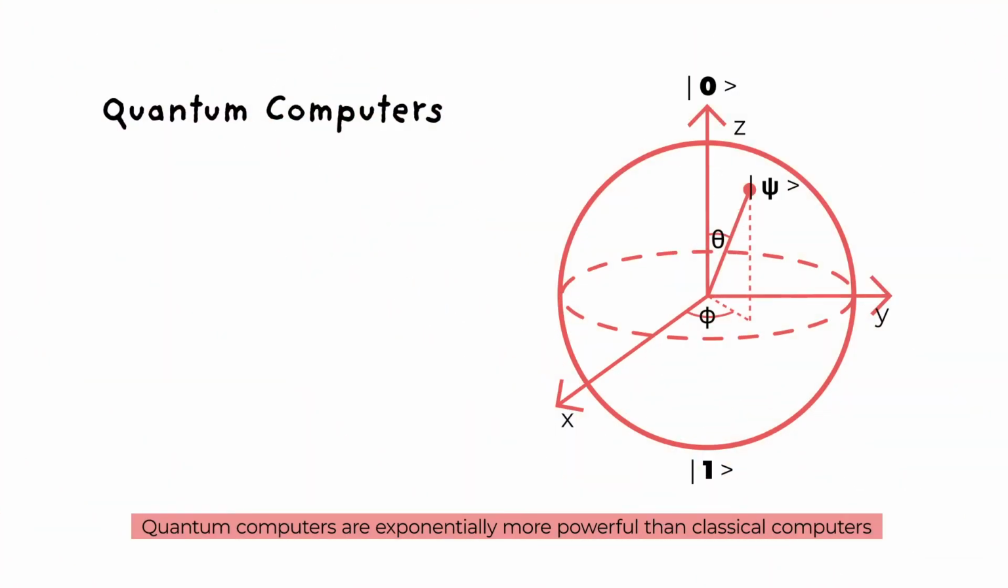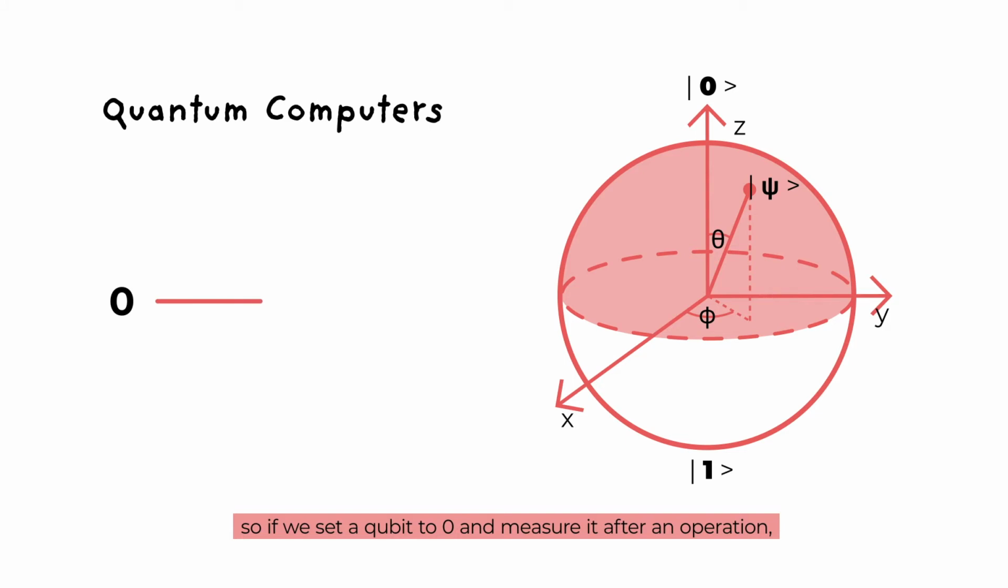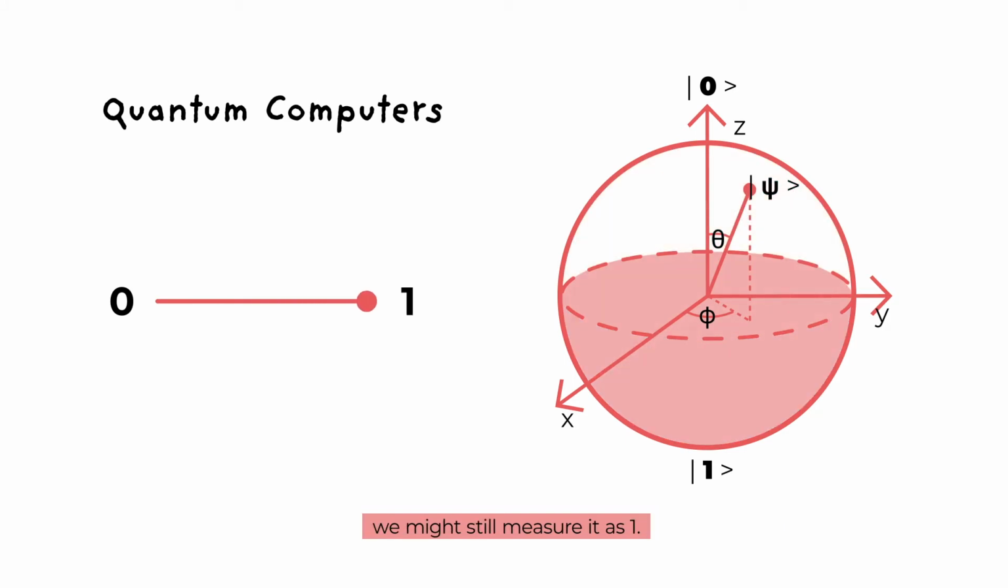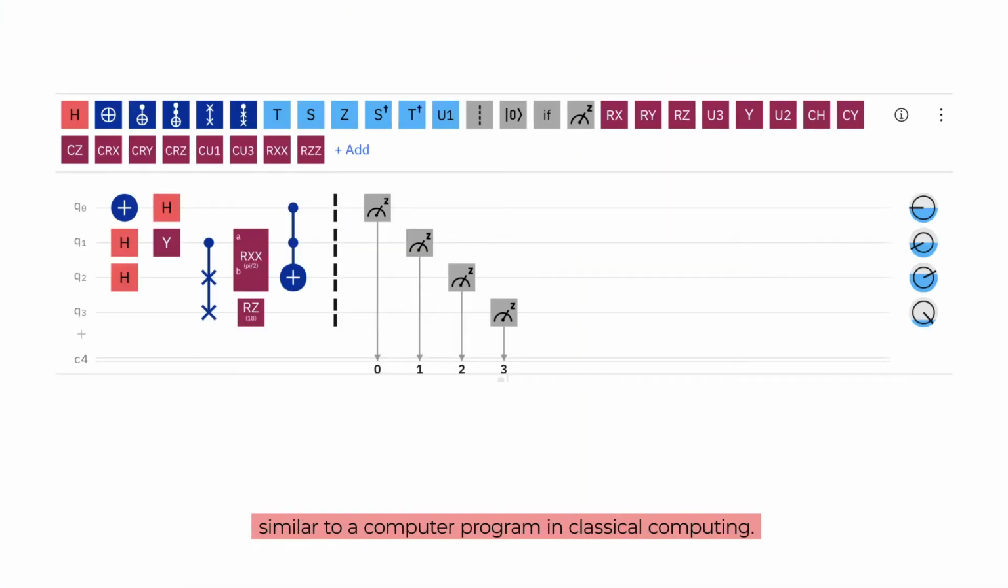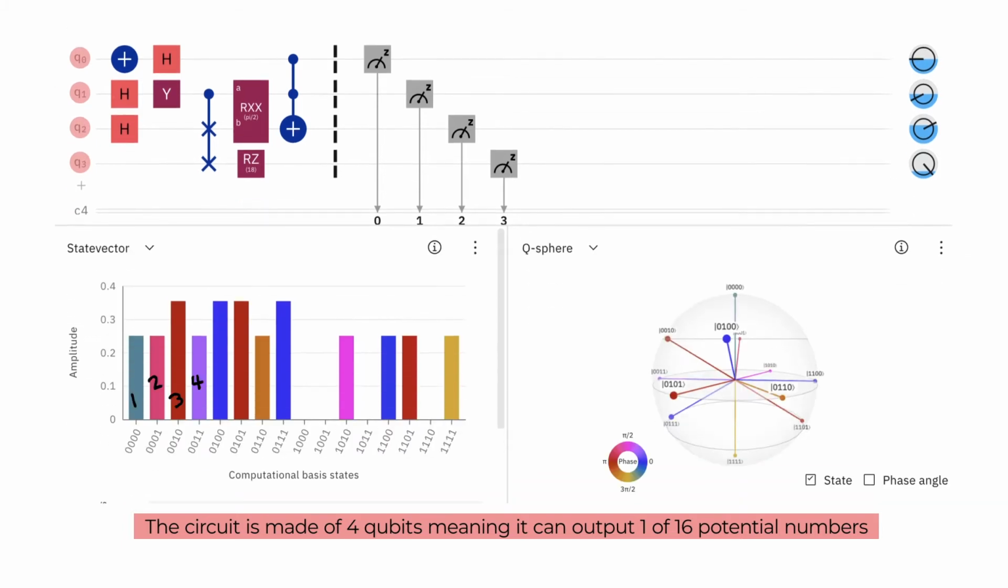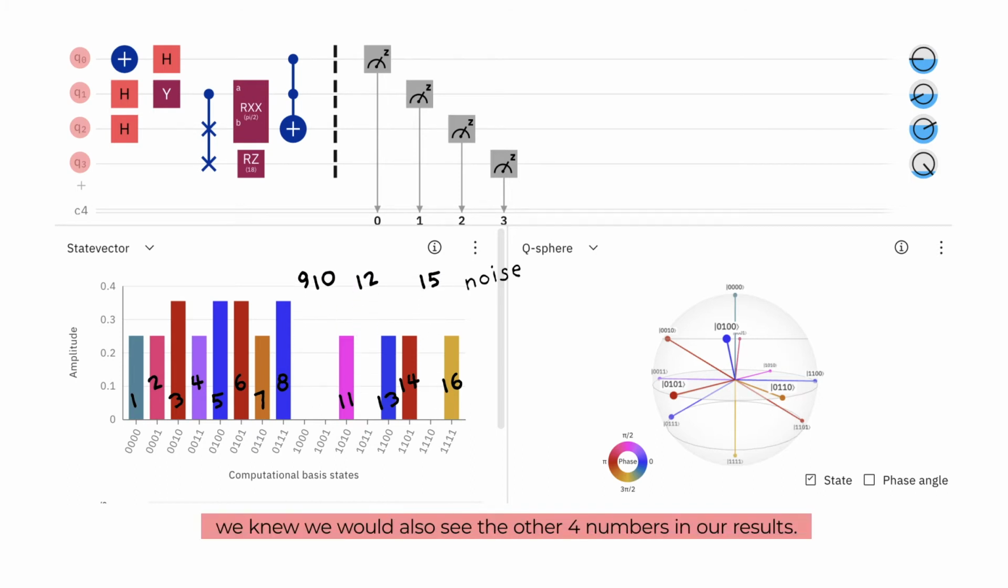Quantum computers are exponentially more powerful than classical computers because qubits can be 0 and 1 at the same time. The technology is still in its infancy though, so if we set a qubit to 0 and measure it after an operation, we might still measure it as 1. We call this noise. Our project starts with a custom quantum circuit, similar to a computer program in classical computing. The circuit is made of 4 qubits, meaning it can output one of 16 potential numbers with a randomness specified by the circuit. Our circuit was designed to output only one of 12 numbers, but because of the noise, we knew we would also see the other 4 numbers in our results.